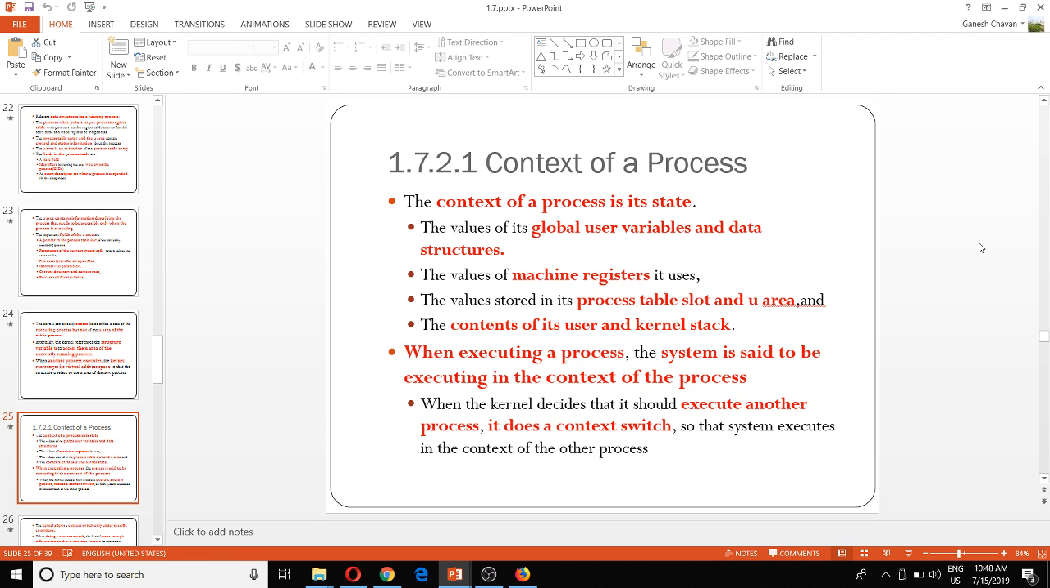1.7.2.1. The next point is the context of a process. The context of a process is its state, the values of the global variables and the data structures, the values of the machine registers it uses, the values stored in its process table slot and U area, and the contents of its user and kernel stack. When executing a process, the system is said to be executing in the context of that particular process. When the kernel decides that it should execute another process, it does a context switch so that the system executes in the context of the other process.